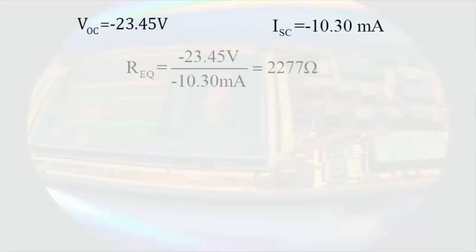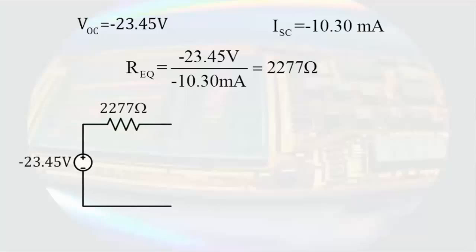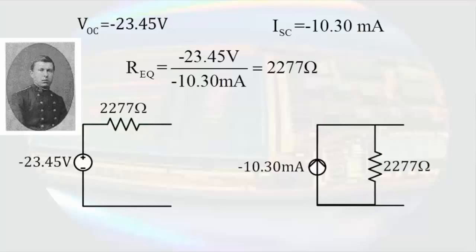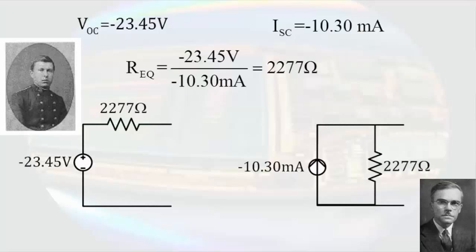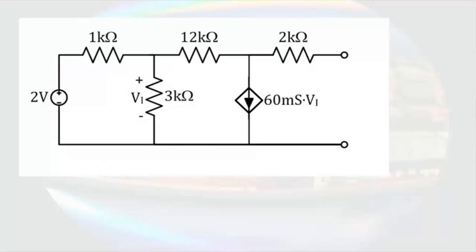So with an open circuit voltage of 23.45 volts and a short circuit current of negative 10.3 milliamps, we can calculate the equivalent resistance of the circuit at 2277 ohms. So we have the Thevenin equivalent of the circuit on the left and the Norton equivalent of the circuit on the right. But if we wanted to find the resistance of the circuit directly, to do that we would employ a technique similar to that which resistance meters use.